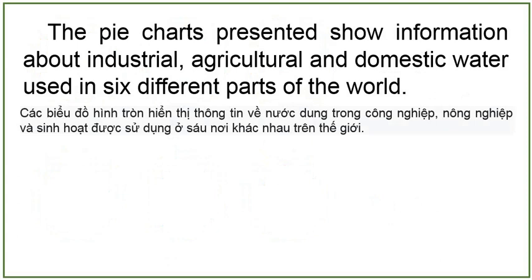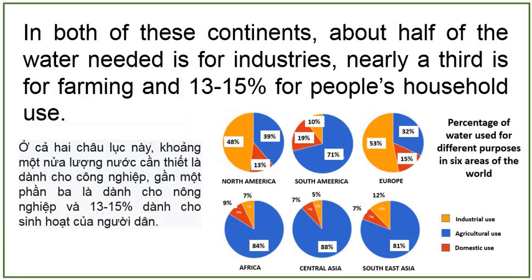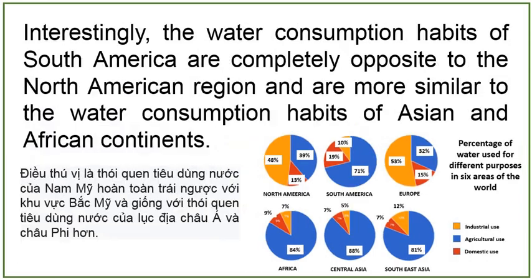The pie charts presented show information about industrial, agricultural, and domestic water used in 6 different parts of the world. As can be seen from the given pie charts, North America's water consumption has a striking similarity to Europe's. In both of these continents, about half of the water needed is for industries, nearly a third is for farming, and 13 to 15% for people's household use. Interestingly, the water consumption habits of South America are completely opposite to the North American region and are more similar to the water consumption habits of Asian and African continents.